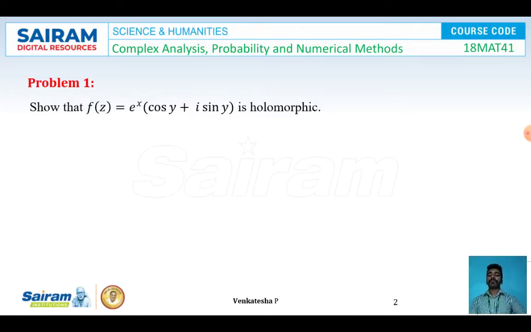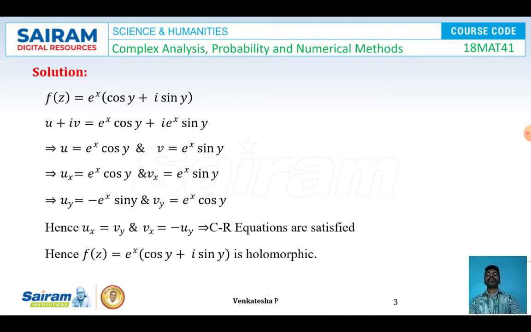Problem number 1. Show that f of z is equal to e power x into cos y plus i sin y is holomorphic. This holomorphic is nothing but that the function has to be proven to be an analytic function. They have given that f of z is equal to e power x into cos y plus i sin y.